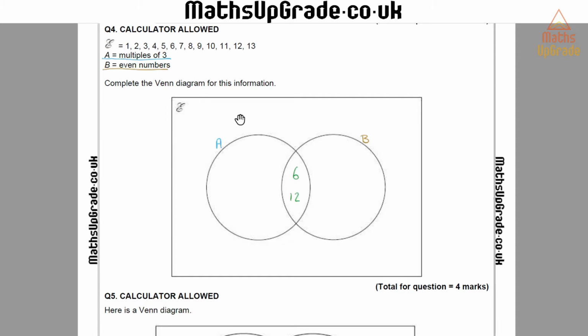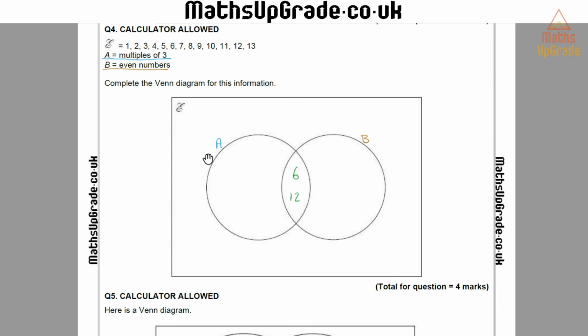So in A and B, multiples of 3 that are even are 6 and 12. Okay, 6 and 12. There's no others, since there's no numbers that are bigger than 12 that are even numbers.